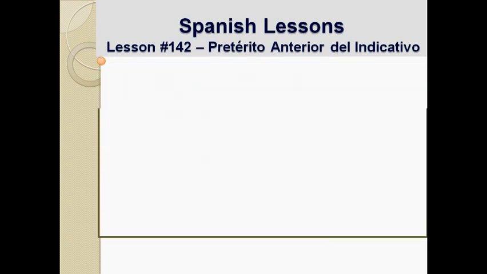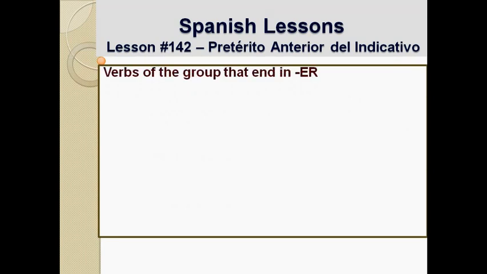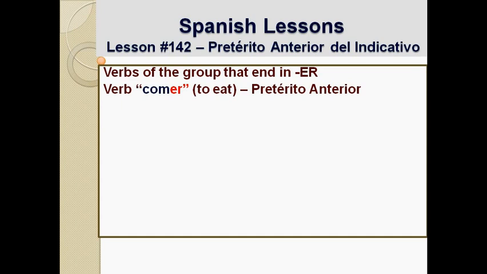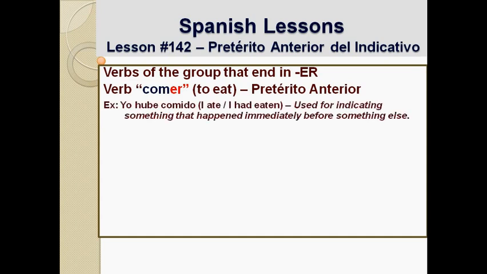Now let's pass to the second group of verbs, the verbs that end with er. And we choose as an example the verb comer, or to eat. Here's our example. Yo hube comido. I ate or I had eaten, right? It's used for indicating something that happened immediately before something else.